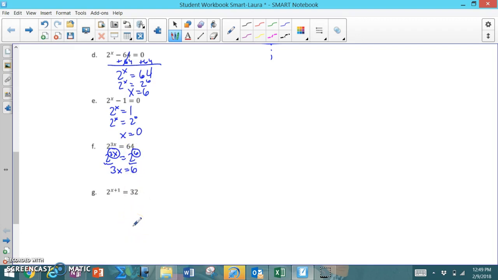Now this one looks a little different because it's an algebraic expression, but now I can just divide both sides by 3 and I get x equals 2. So the strategy of knowing that you can change a number into a base to some power allows us to use this strategy of then setting the exponents equal to each other. Finally, letter G, I have 2 to the x plus 1 equals 32. I know 32 is 2 to the 5th. Again, same base, so I know x plus 1 has to equal 5. Now I can solve that for x and get x equals 4.